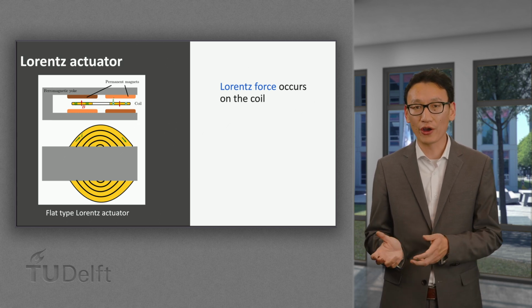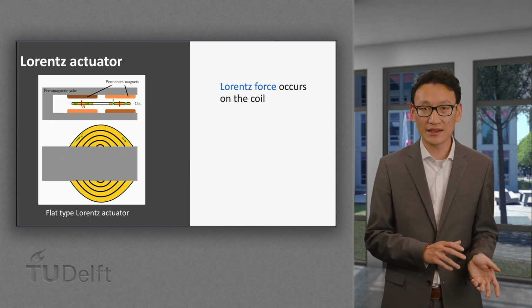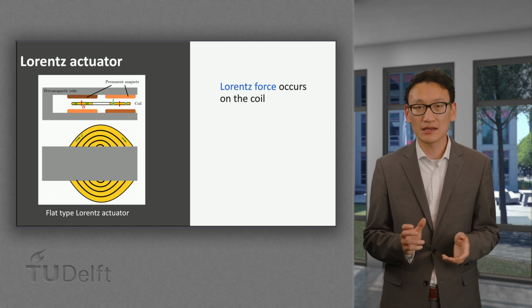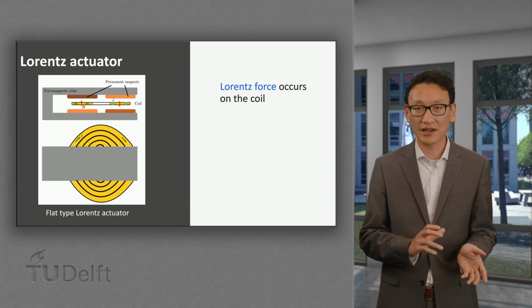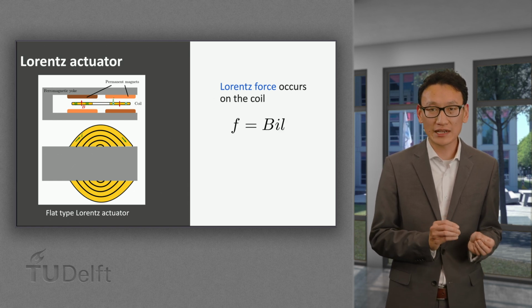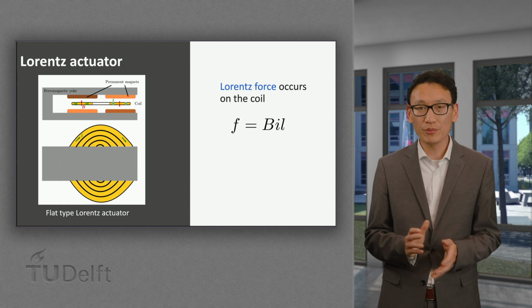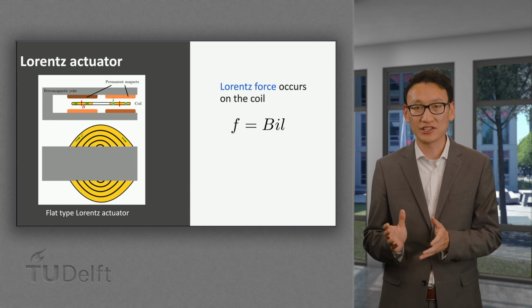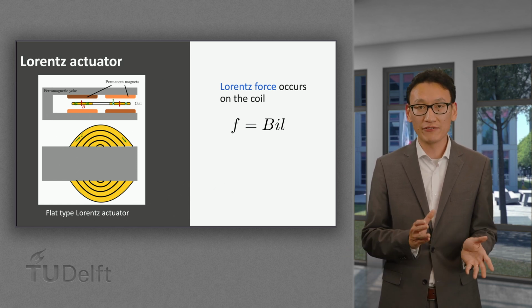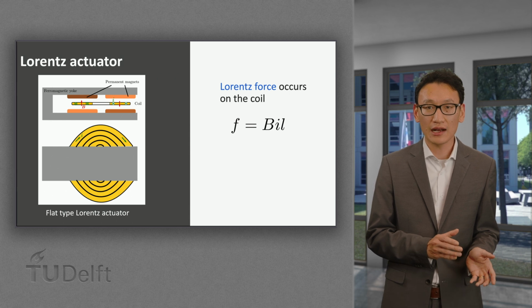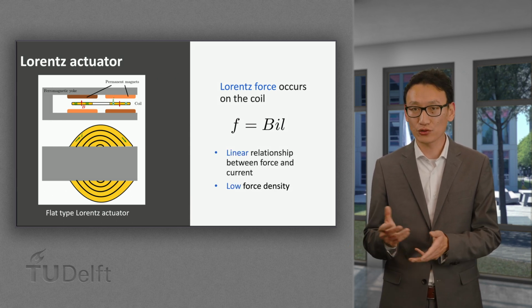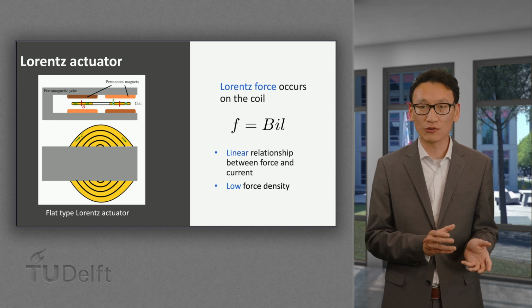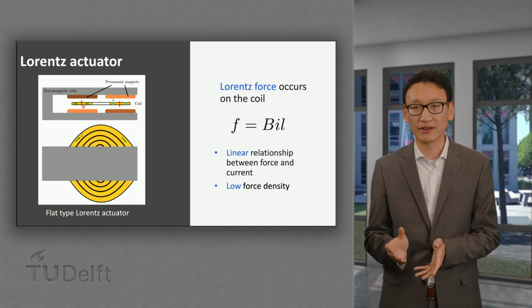By placing a coil between 2 pairs of permanent magnets, as shown on the left, the magnetic field B generated by the permanent magnet will penetrate through the coil sides perpendicularly. When the coil carries a current I, there will be the Lorentz force exerted on each coil loop, given by the equation here. As we can see, the force is collinear with the current applied to the coil, which is a big advantage from the control perspective.